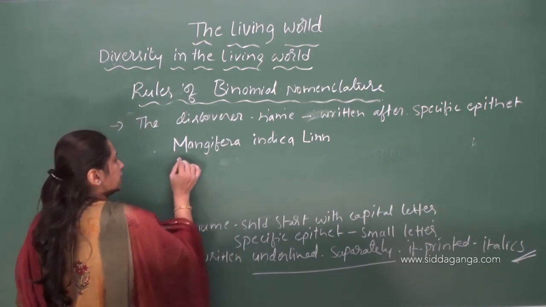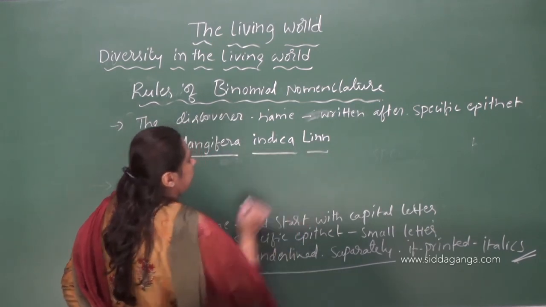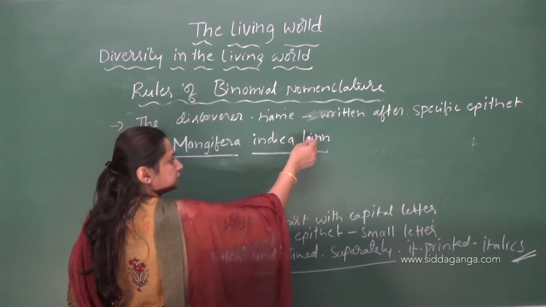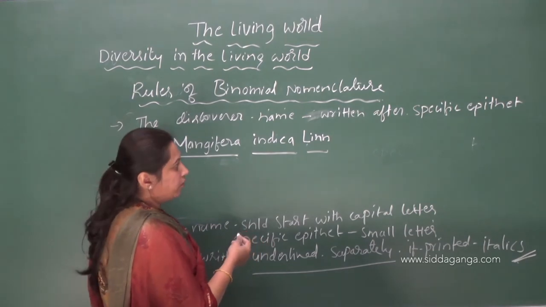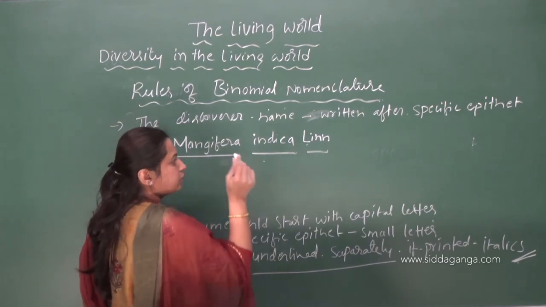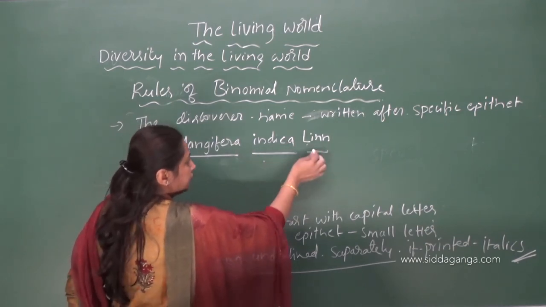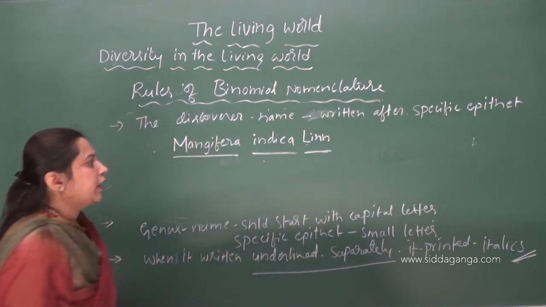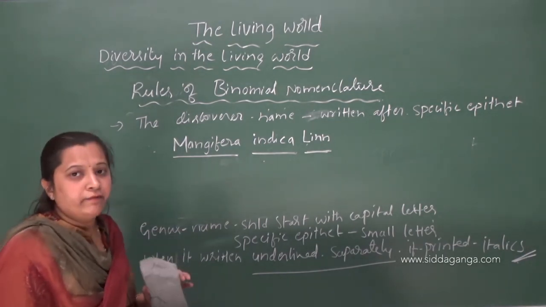And if it is unwritten, the generic name as well as the species name should be underlined separately. And the discoverer name should be written in an abbreviated form; here I have written Linn, which stands for Linnaeus. So this represents that this particular species was first described by Linnaeus. The discoverer name is written after the species name or the specific epithet, that is Linn. Like that we have to write the scientific names of any living organisms.